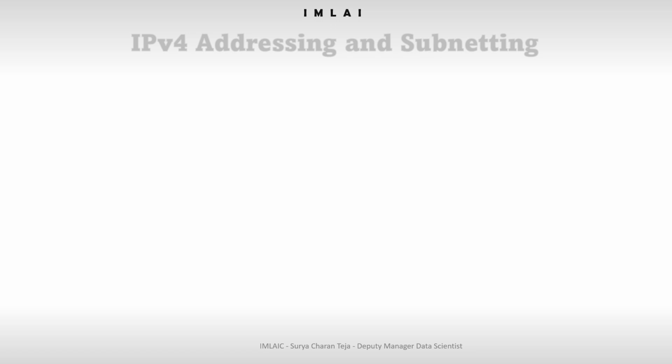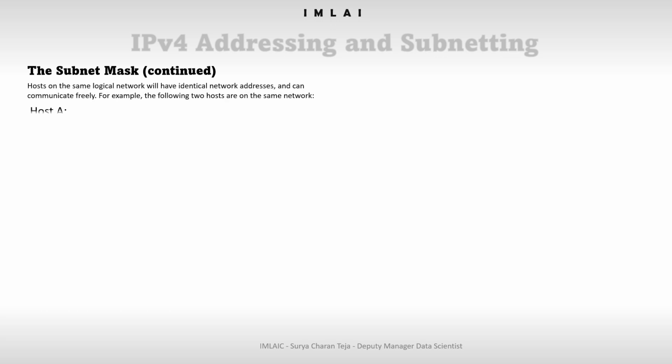Now let us look at examples related to subnet masking. The first condition we are going to consider is that hosts on the same logical network will have identical network addresses and can communicate freely. For example, the following two hosts are on the same network.